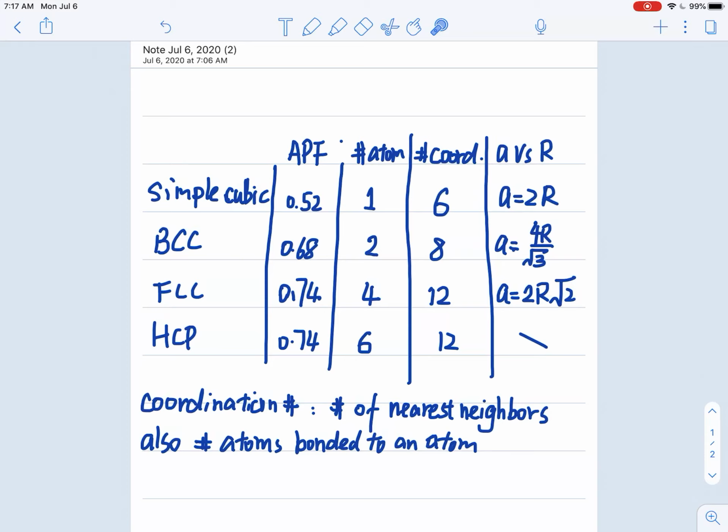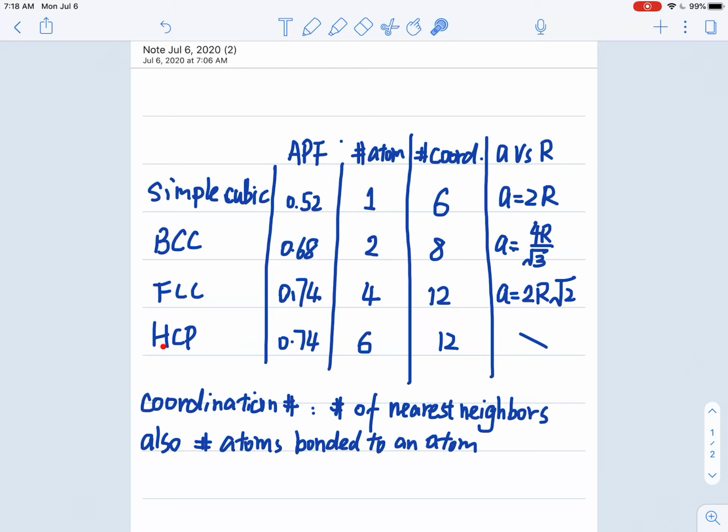And next we have the BCC crystal structure. It has a little bit higher packing efficiency, which is 0.68 as the APF. As for the atoms per unit cell, there are 2 atoms per unit cell for the BCC structure. The coordination number for BCC is 8. And the relationship between a and R is a = 4R/√3.